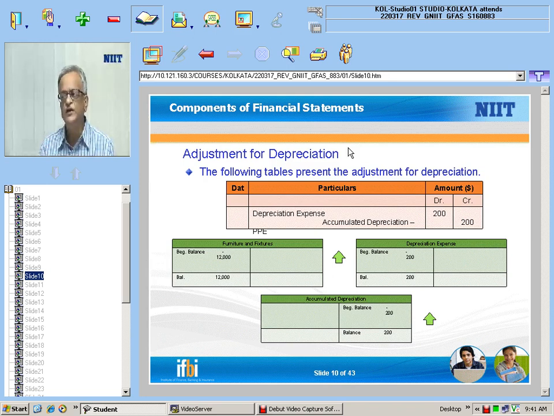Please remember this important thing. Contra asset account means it is the accumulated depreciation which is in credit balance. So it is called contra asset account. This accumulated depreciation, it is on the same side as the property, plant and equipment, in the asset side of the balance sheet, but it is below the property, plant and equipment, and to find out the net amount, we have to reduce the accumulated depreciation from the amount of property, plant and equipment.